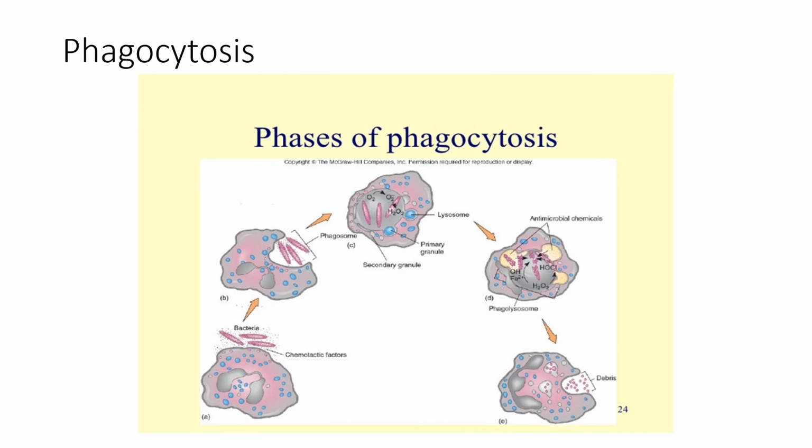Here it is again. So here's a phagocyte, and here's some bacteria with these chemicals around it, attracting it towards it. It causes pseudopods and brings it in, forms a phagosome, and the phagosome forms a phagolysosome, and has enzymes to break it up into its individual products and releases the cellular debris.